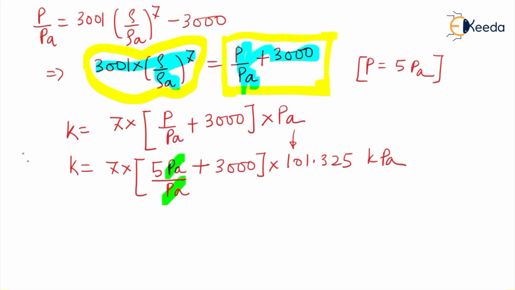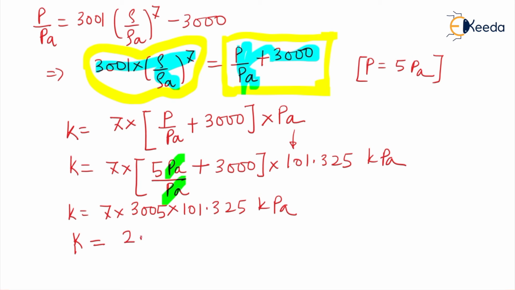So we will put this value itself. The value of K we can write here as 7 into 3005 into 101.325 kilopascal, and after making the calculation this value of K comes out to be somewhere around 2.131 into 10 raised to the power 6 kilopascal.